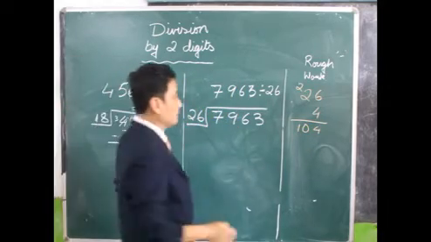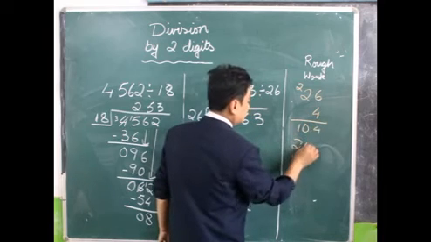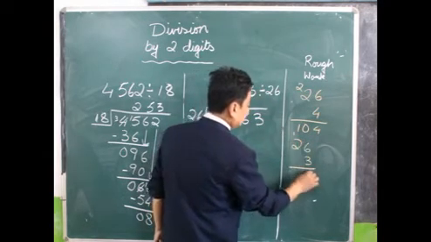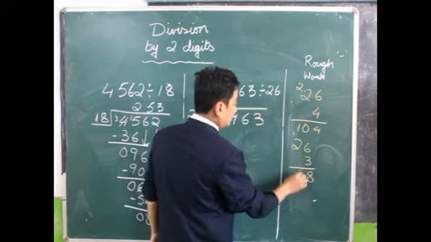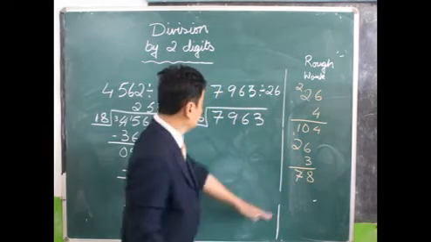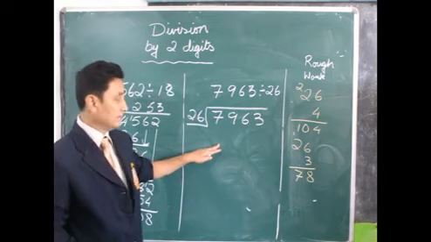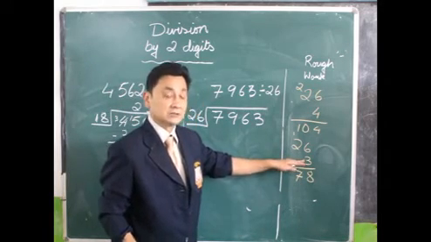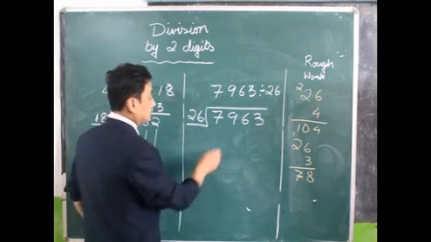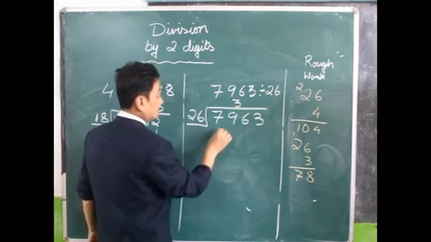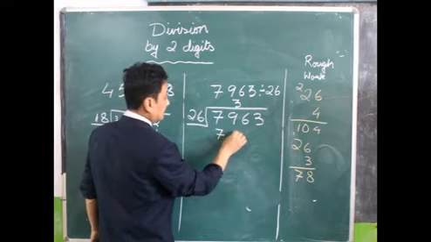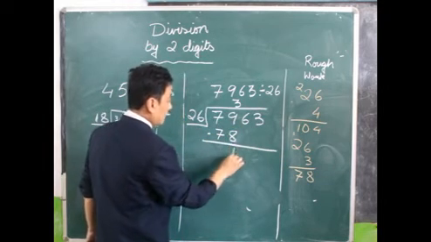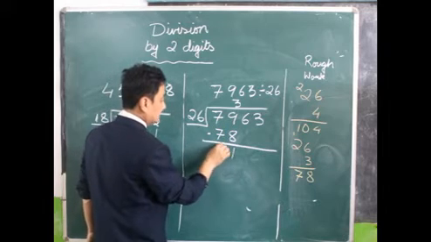Let's come down one more number. 26 3s are 3 6s are 18. 3 2s are 6 plus 1, 78. Wow, we got a number, okay? So 26 will go into 78 how many times? 3 times. So 26, 3s are 78. 9 minus 8, 1. 7 minus 7, 0.